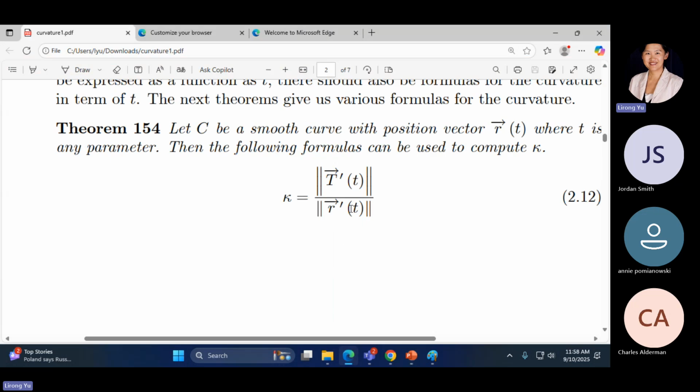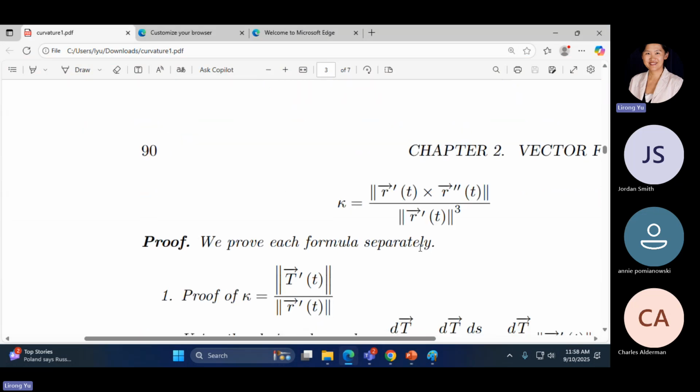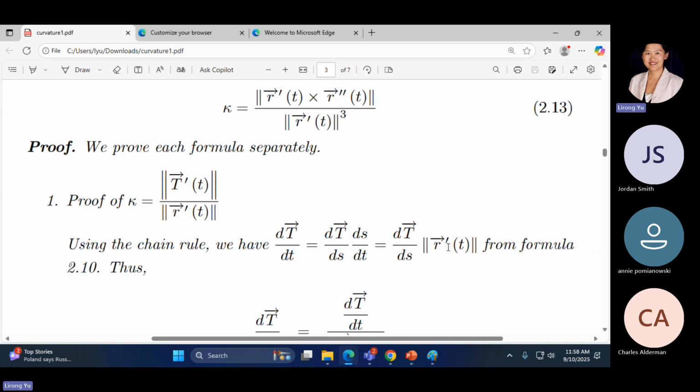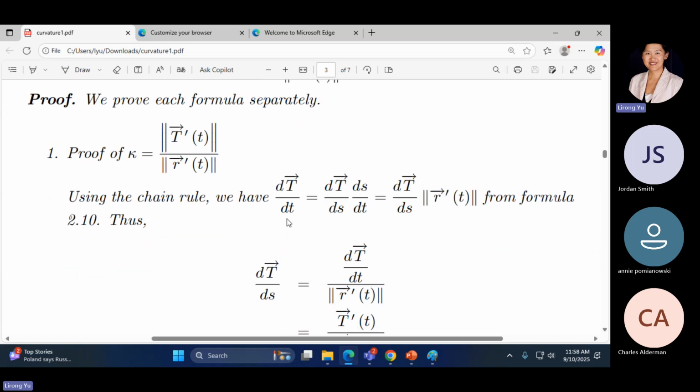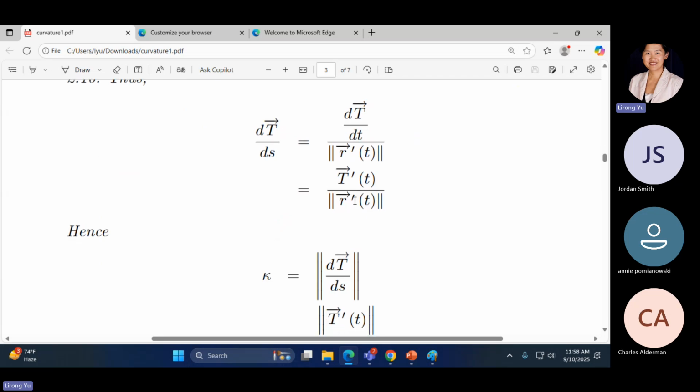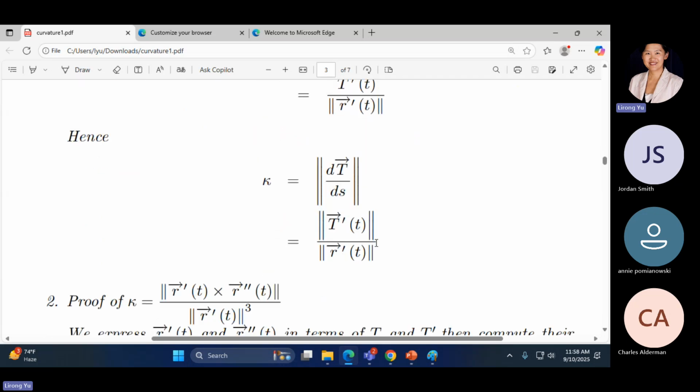So how do we get that formula? This is a mathematical proof of it. In order to prove this, we have to use the chain rule. So dT/dt is, according to the chain rule, dT/ds times ds/dt. ds/dt equals the magnitude of R prime(t), as we defined. So therefore dT/ds equals T prime over the magnitude of R prime. Now you want to find the magnitude of this to get curvature, therefore equal to this. So it's a simple enough proof for the first equation.